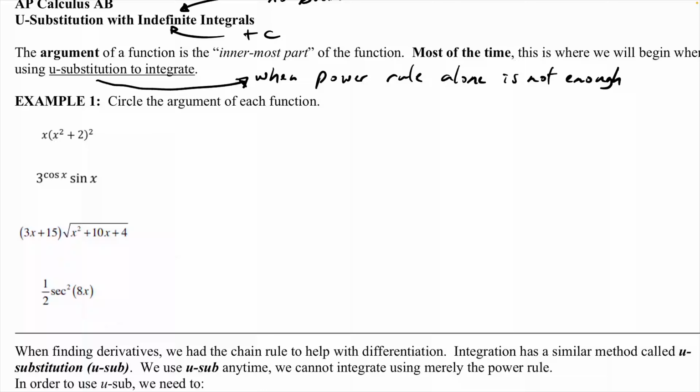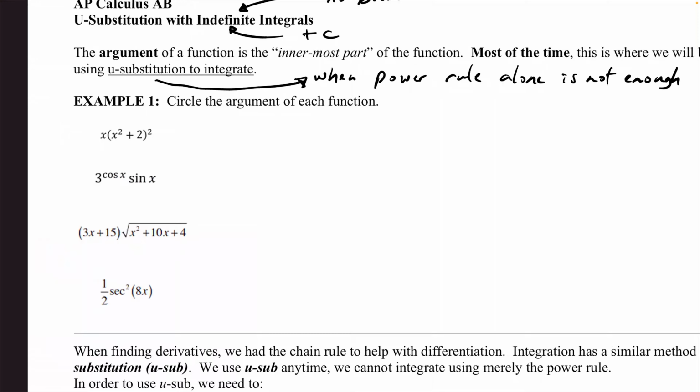I didn't label them A, B, C, D, but each of them has an inner layer and an outer layer, right? Kind of like I said, with chain rule, we had this. We saw this quite often, right? So let's look at the first guy.